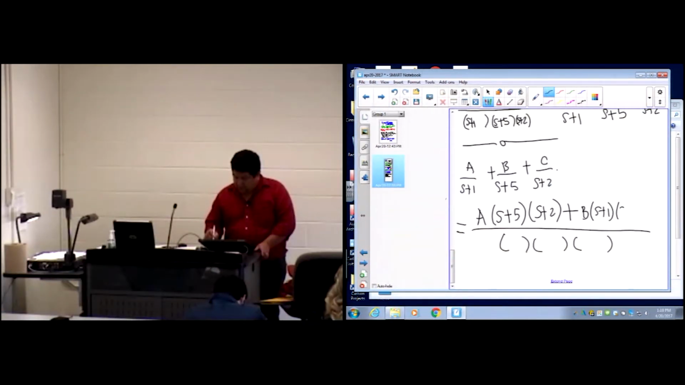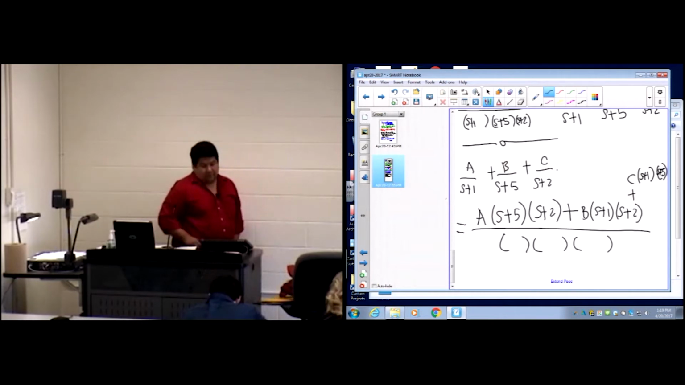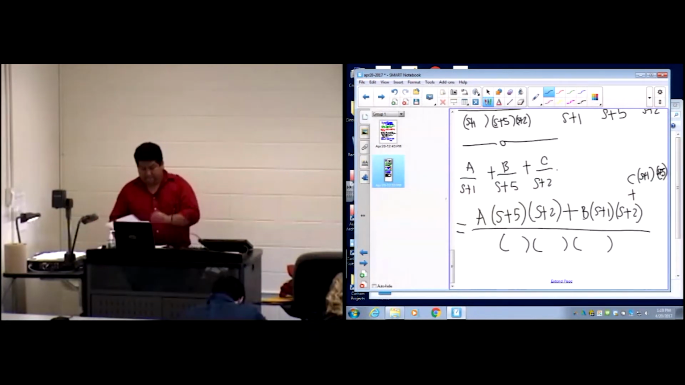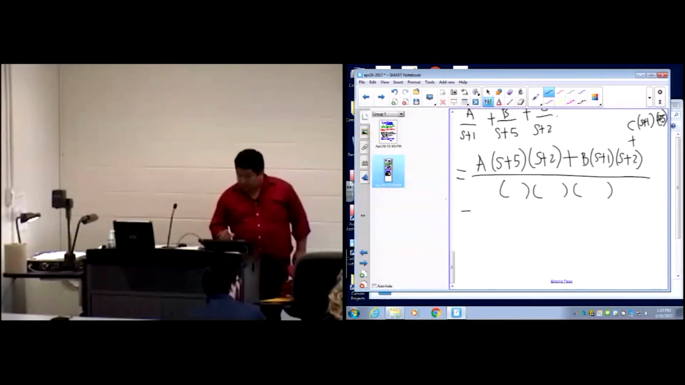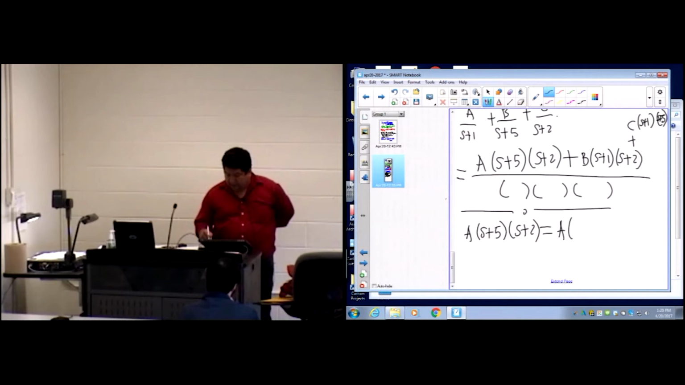So let me work with each. There are 3 terms in that numerator. Let me work with each of them. So we have a times s plus 5 times s plus 2. This is the same as having a times, okay, s squared plus 2s plus 5s plus 10. We had done this before. And this would be the same as having a s squared plus 7as plus 10a.